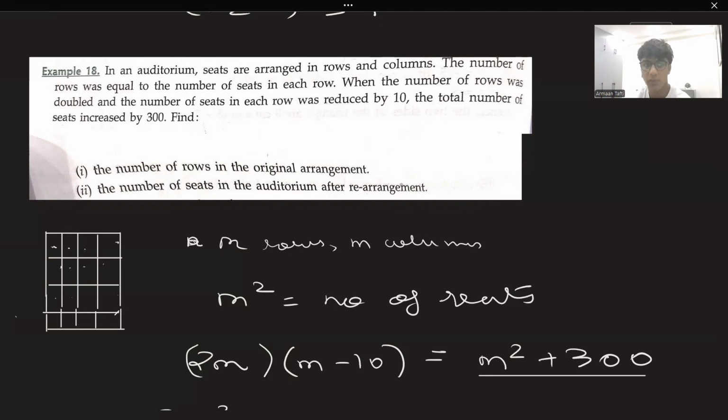And then they told us when the number of rows is doubled, so the number of rows was m, it becomes 2m, and the number of seats in each row is reduced by 10, so that's m minus 10. Then the total number of seats increased by 300. So the total number of seats earlier were m squared, so now there'll be m squared plus 300. And then you form the quadratic, which is 2m times m minus 10 equals m squared plus 300. And you simplify it and you get your answer.